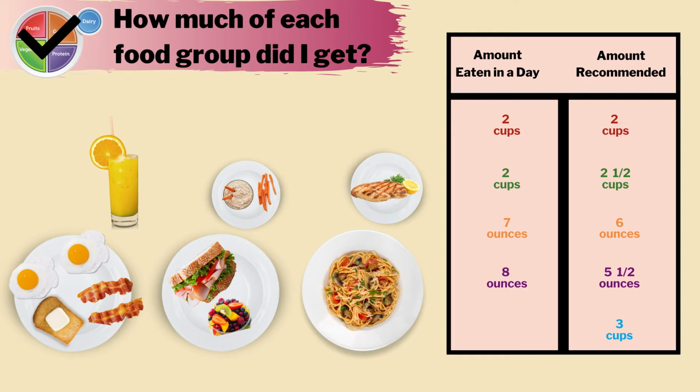For the protein food group, I included protein in all my meals and in my snack. The proteins I ate were eggs, bacon, deli meat, hummus, and chicken. The total amount of proteins I ate in my day equals a total of 8 ounces.